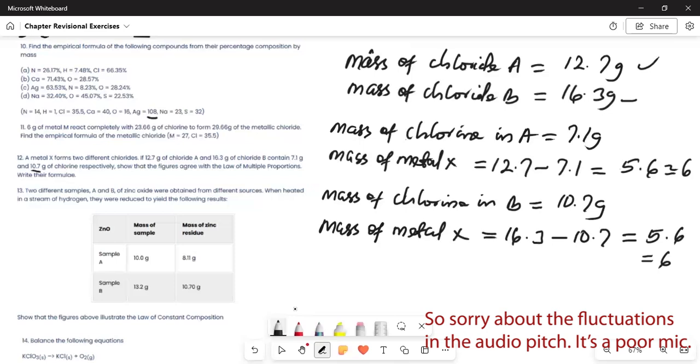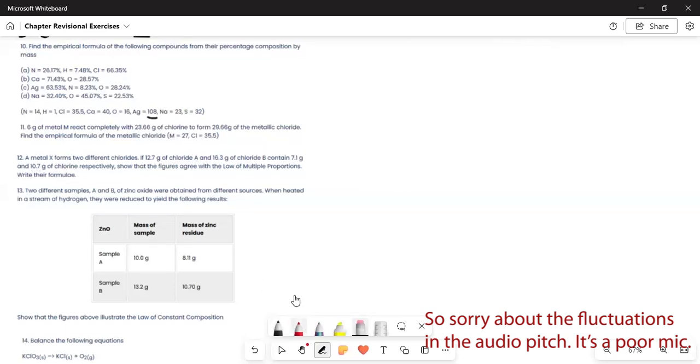Since they asked us to show that this data agree with the law of multiple proportion, and since the mass of metal X in both chlorides are the same, then we can say that the data agree with the law of multiple proportion. So the fixed element in this case is the metal X, while the variable masses is chlorine. Okay, question 13 now.